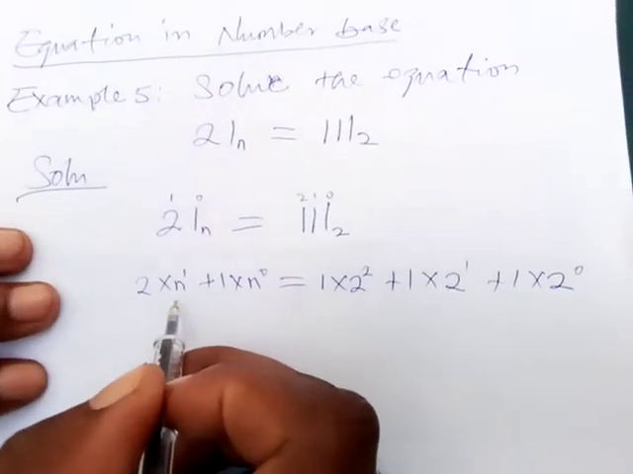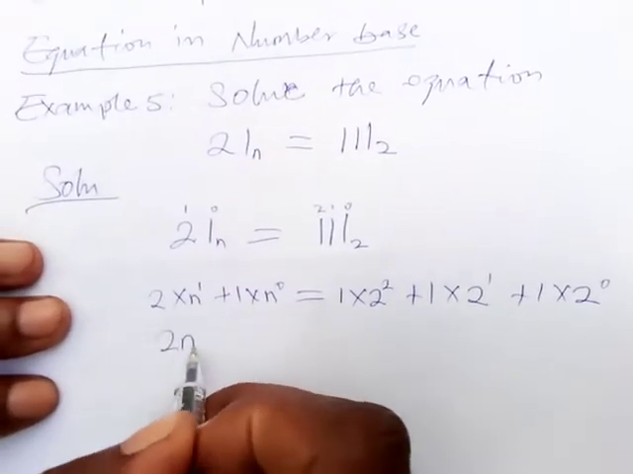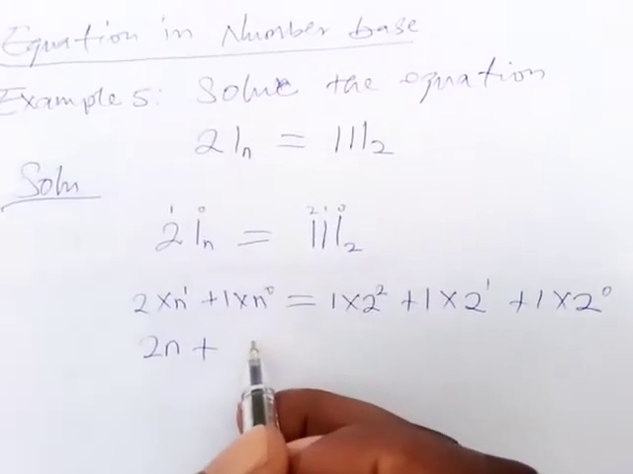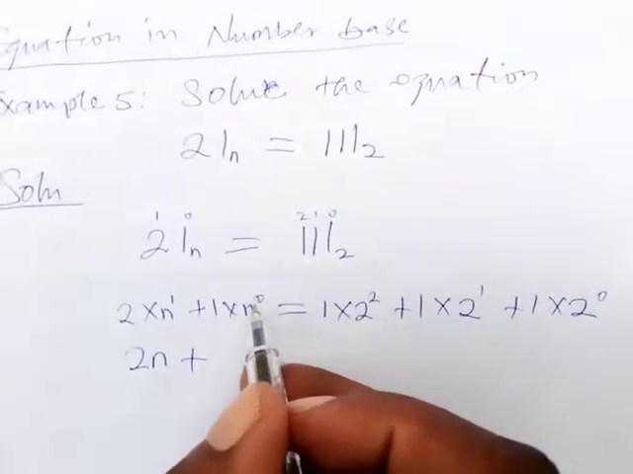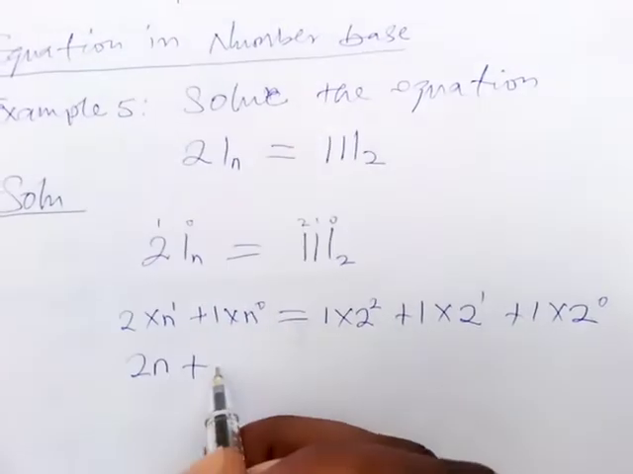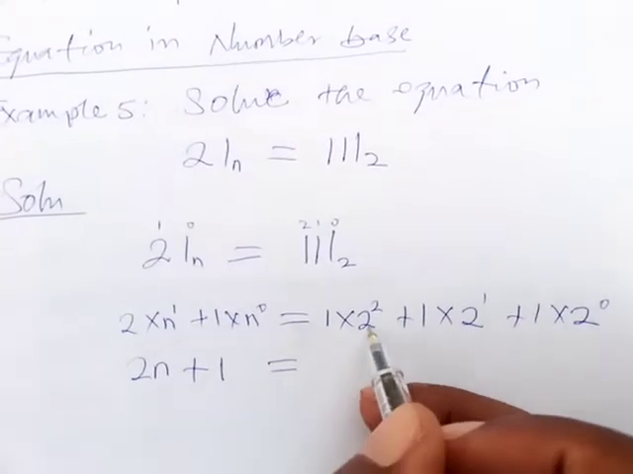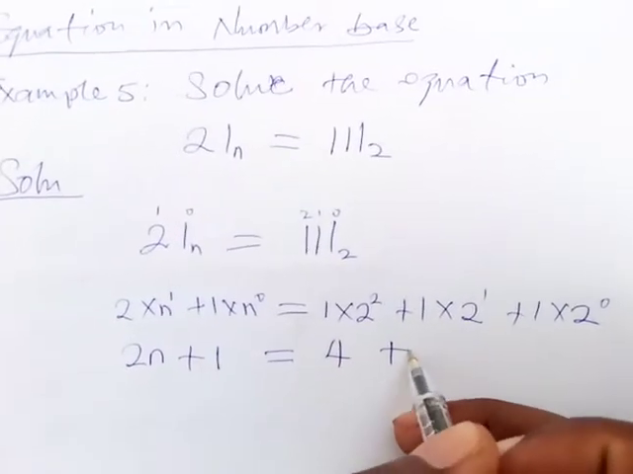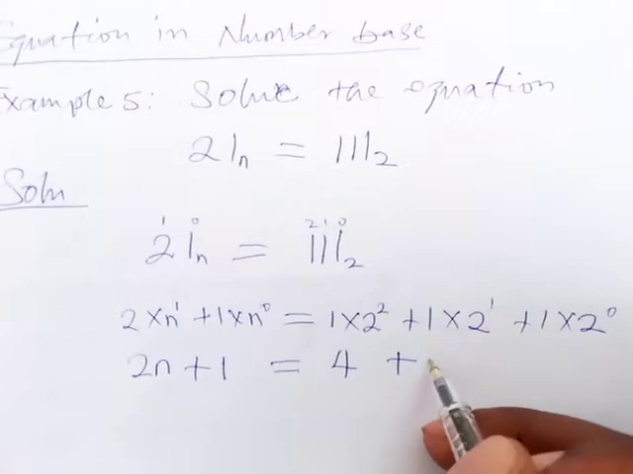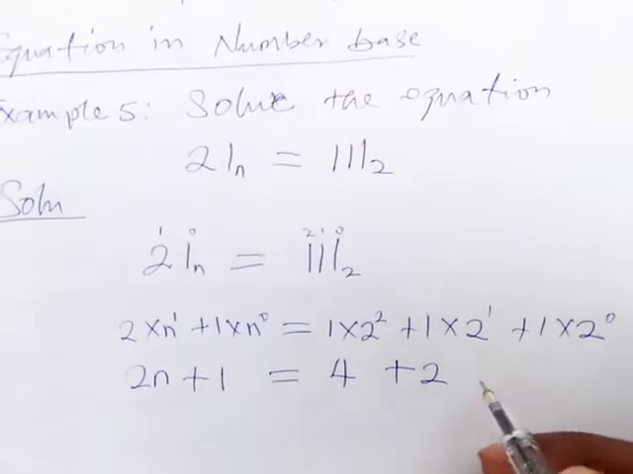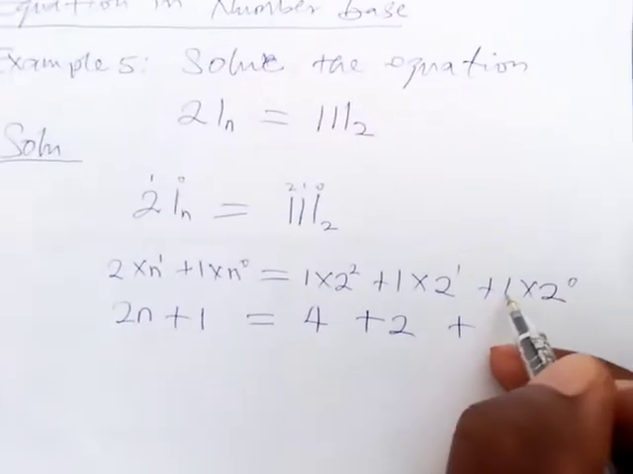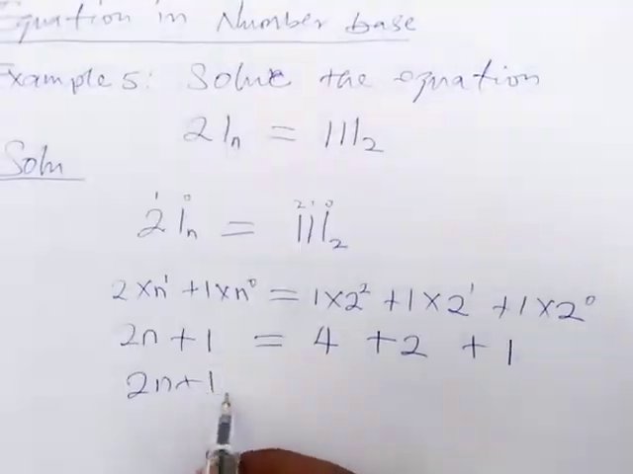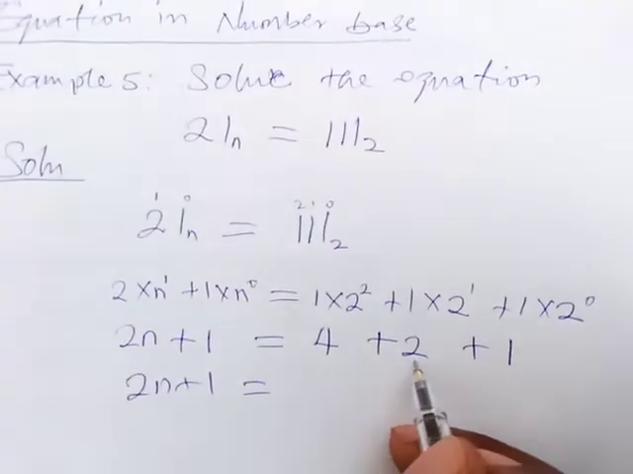So n raised to power 1 is n, times 2 gives me 2n. n raised to power 0 is 1. Remember, any number raised to power 0 is 1. So 1 times 1 is still 1. Now on this side, 2 raised to power 2 is 4, 4 times 1 is 4. 2 raised to power 1 is 2, 2 times 1 is 2. 2 raised to power 0 is 1, 1 times 1 is 1. So that gives me 2n plus 1 equals 4 plus 2 is 6, plus 1 is 7.